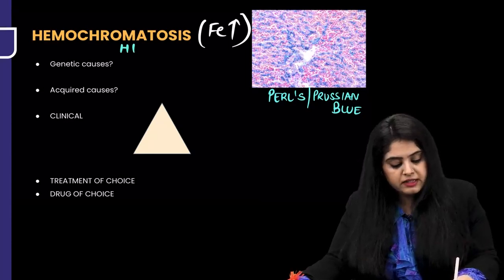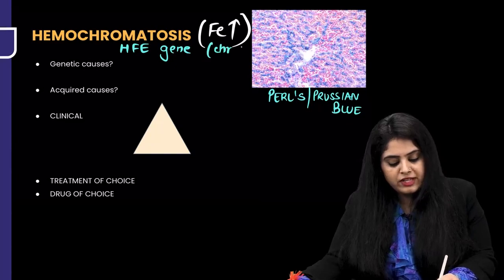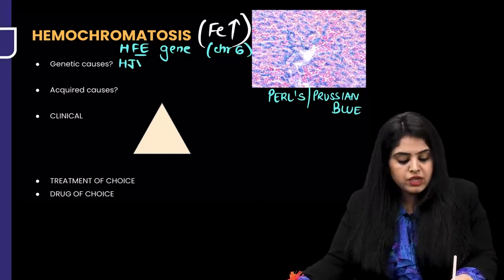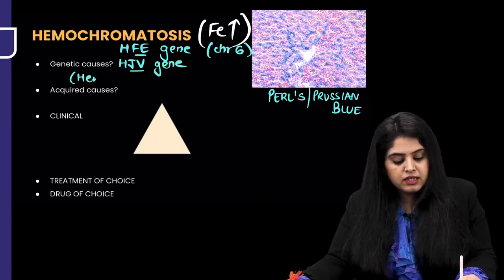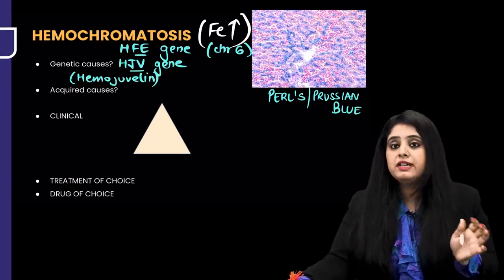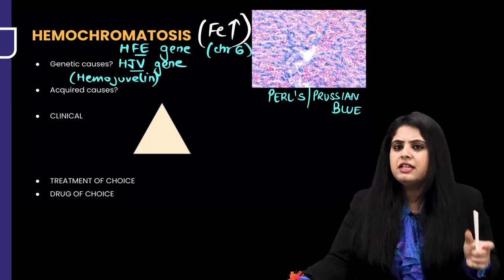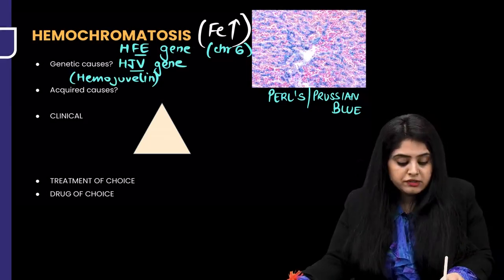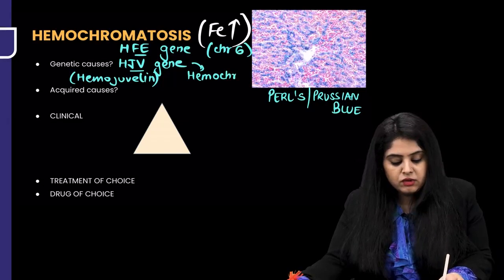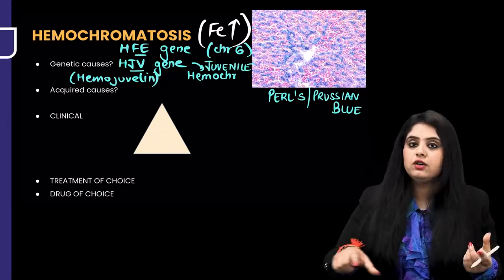Genetic causes: either there is a problem in the HFE gene on chromosome 6, HFE is the iron gene, or it is the HJV gene. HJV actually stands for hemojuvelin. Can I rename it as juvenile? Because this is going to cause juvenile hemochromatosis, the hemochromatosis of children. So I have learned: juvelin causes juvenile.